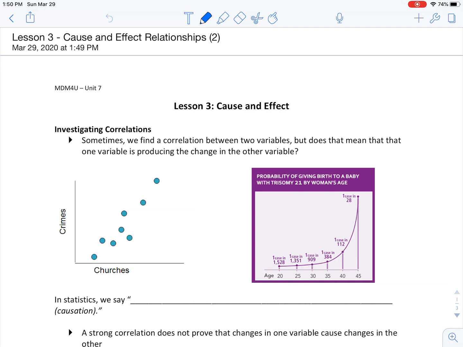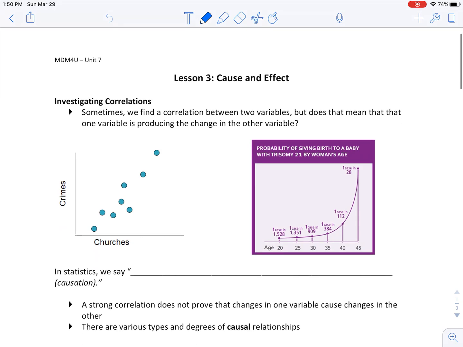Today's lesson is all about taking what we talked about with correlation and investigating a bit further. Not necessarily in an analysis way mathematically, but talking about how when you have a correlation between two variables, it doesn't necessarily mean that those two variables have some sort of link where one causes a change in the other. And this is the idea of what's called cause and effect.